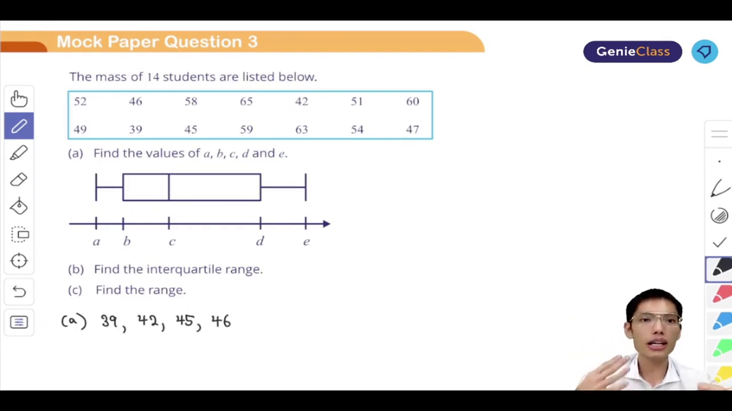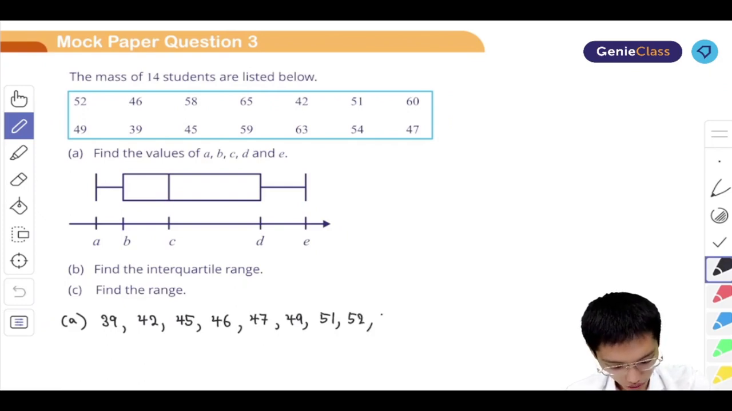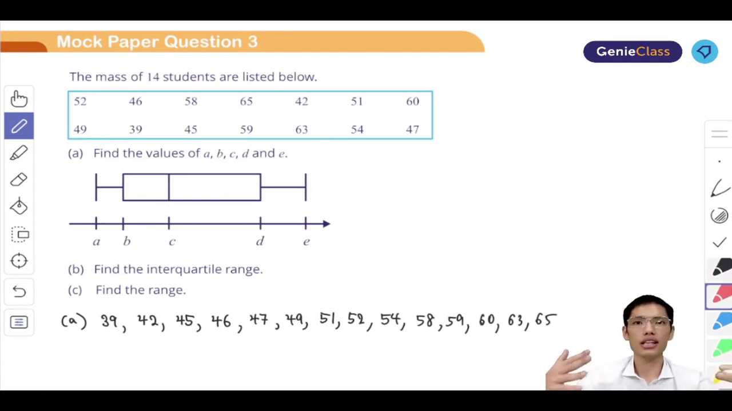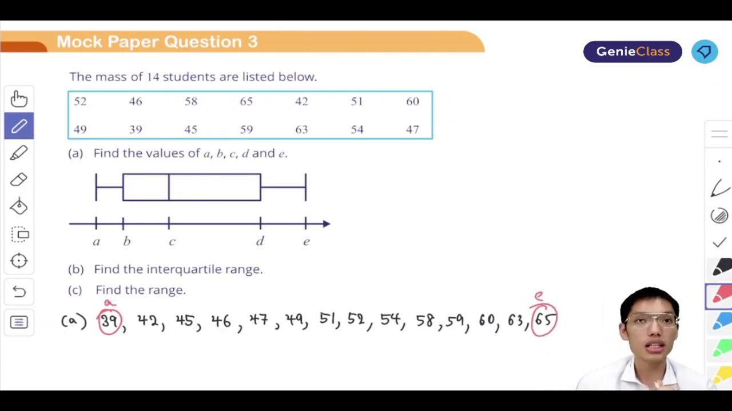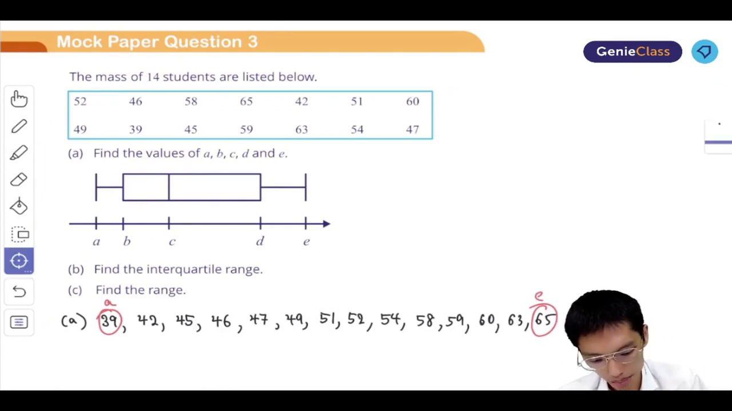Okay, so the first part is just rearranging, so let me rearrange accordingly. Just bear with me. 49, 51, 52, and so on and so forth. 54, 58, 59, 60, 63, 65. So you may realize some of the values are actually quite easy to answer already. A, E. This is A, this is E. Now C, you realize over here, it is my median. So how many values are there? 14. So I'm looking at the middle of 7 and 8.